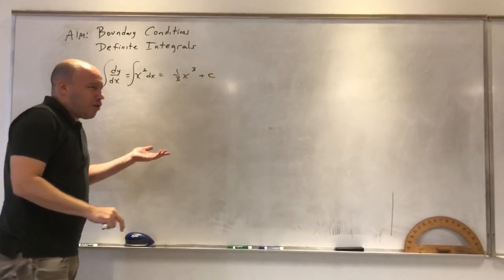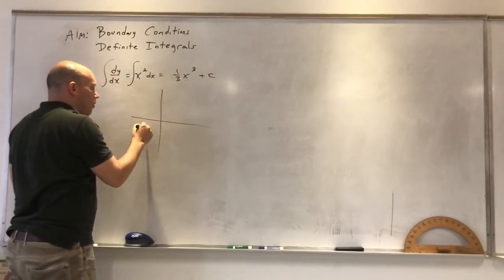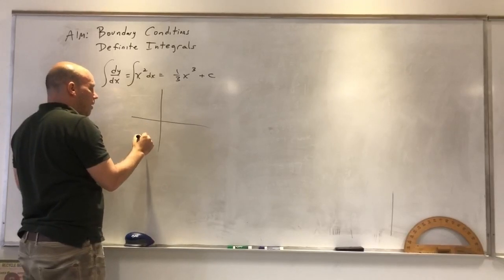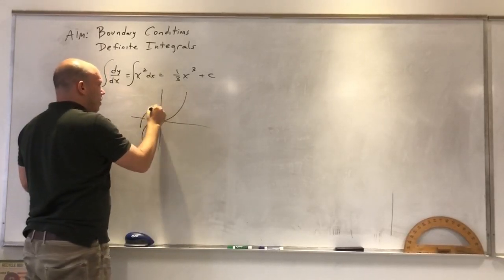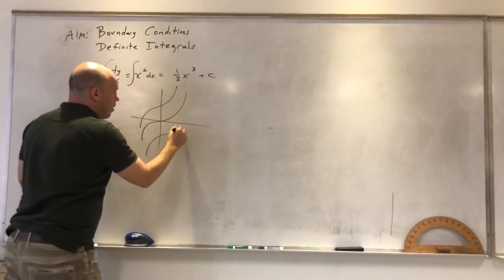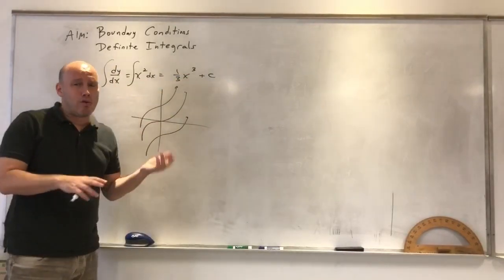And so you look at the graph and you say, you know what? I don't really know which one it is. Is it here? Is it here? Is it here? So you're not really sure what the function is. So you need a boundary condition.